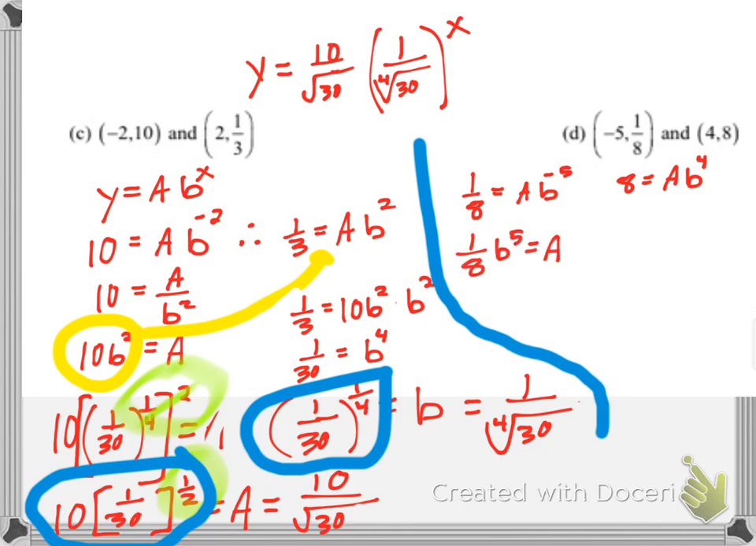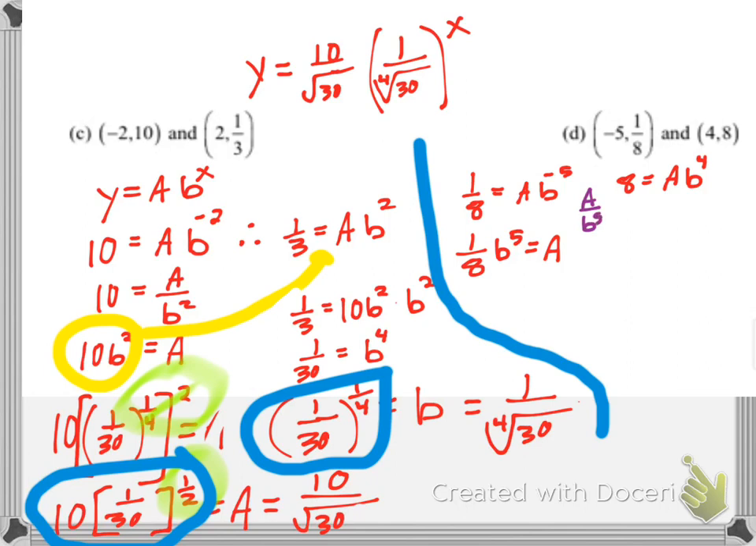Now, this is a little trick that I did not illuminate very well, but I'm going to do my best to show you. A times b to the negative fifth is the same as a over b to the fifth.